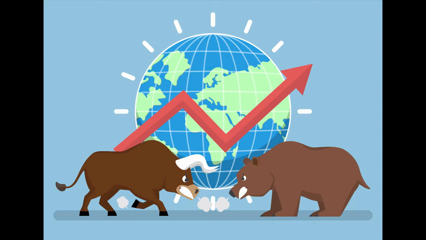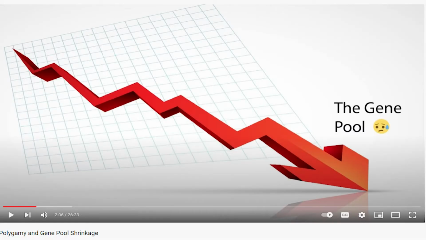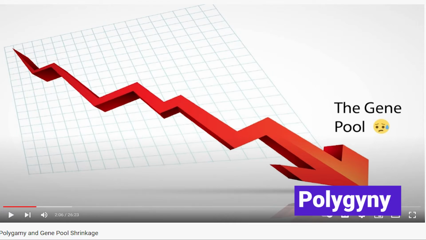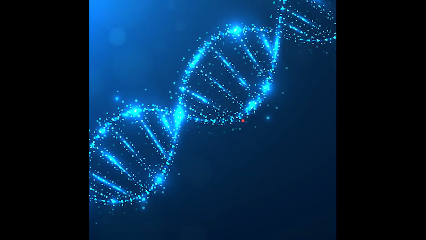In a previous video about polygamy, particularly polygyny, we used a visual model to explore the impact of this practice on the gene pool of a population. Please be sure to watch the video so that you can have insight on how the gene pool is bottlenecked as a result of polygynous marriages.